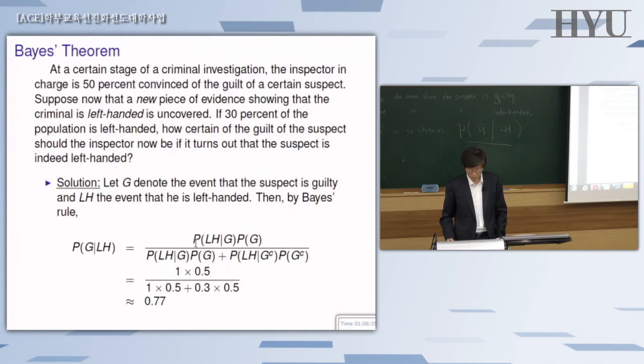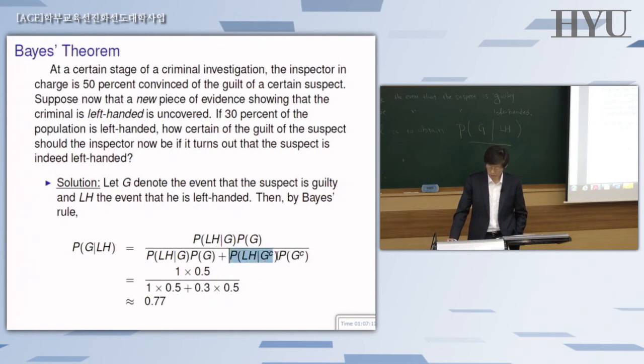For the first term on the right, the numerator, the probability of LH given G, that's obviously 1. Why is it 1? Because it's known: the new piece of evidence says that the true criminal is left-handed. So if we know that the suspect is indeed a criminal, he's guilty, he must be left-handed. That's a certainty, so the probability is 1. And P of G is given at the outset of the question. That's 50% chance, so that's 0.5.